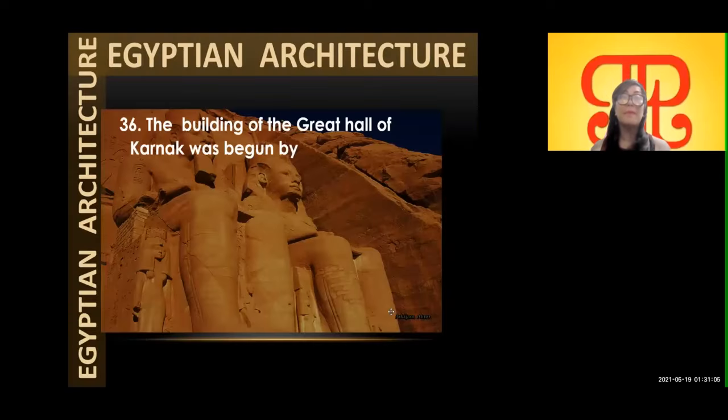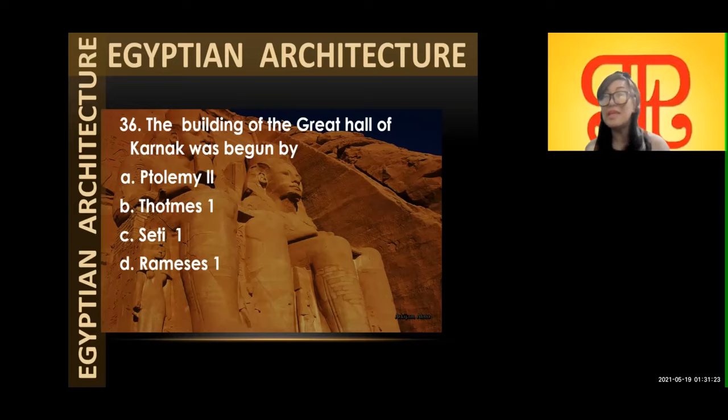36. Okay. Now, the building of the Great Hall of Karnak was begun by, is it A, Ptolemy II? Is it B, Thutmose I? Is it C, Seti I? Or is it D, Ramses I? So the answer here is Ramses I. Okay.